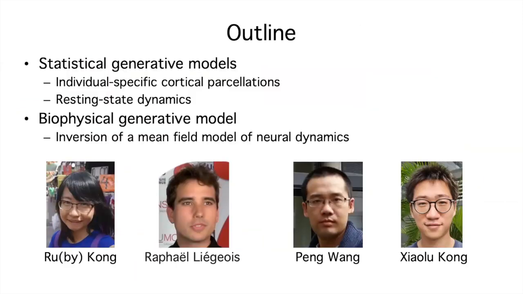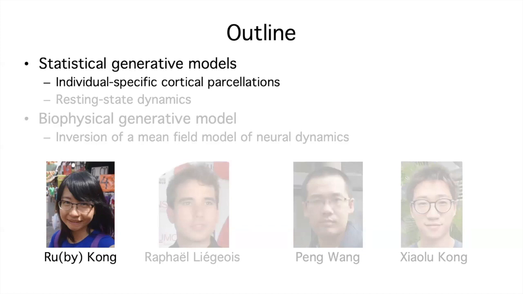So the remainder of the talk is divided into 3 parts. In the first part, I'll talk about statistical generative models for brain parcellation. Then I'll talk about statistical generative models for brain dynamics. And finally, I'll talk about biophysical generative models of brain dynamics. So let's move on to the first part. This is work done by my postdoc, Ruby.